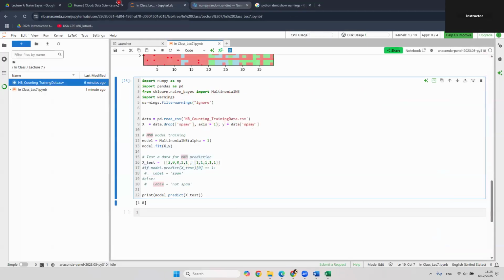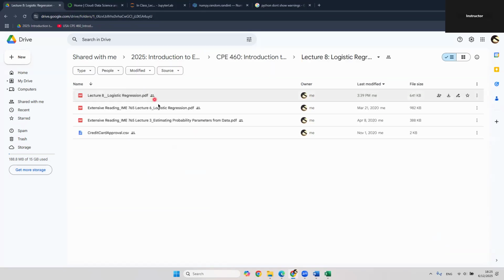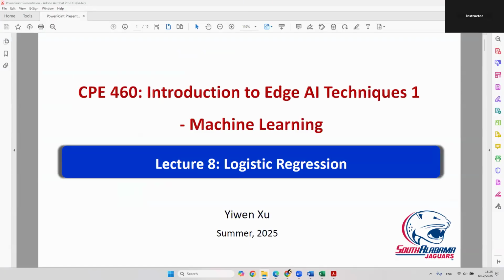Next, we will continue to introduce another classifier, which is logistic regression. Everything's here as well. For my convenience, I will directly open it here for the logistic regression.